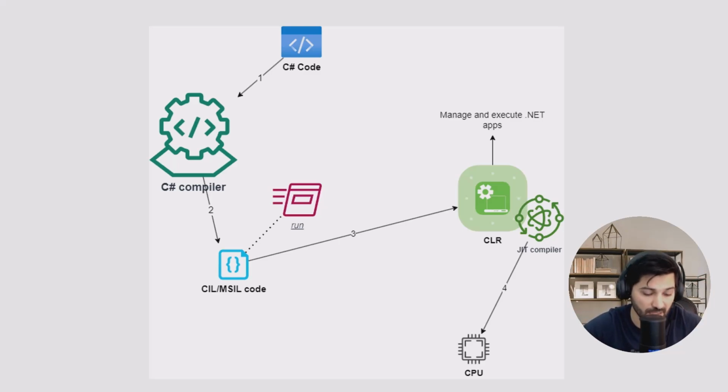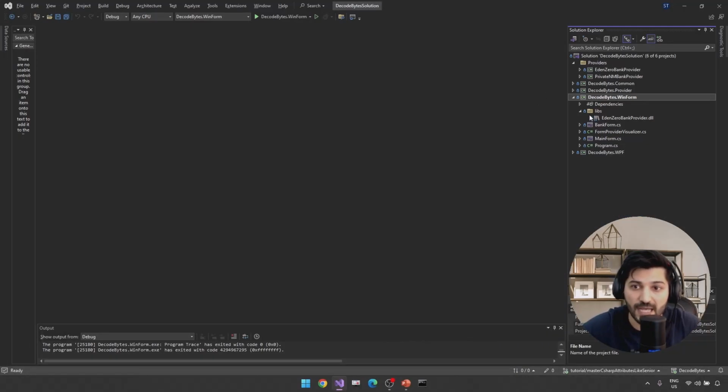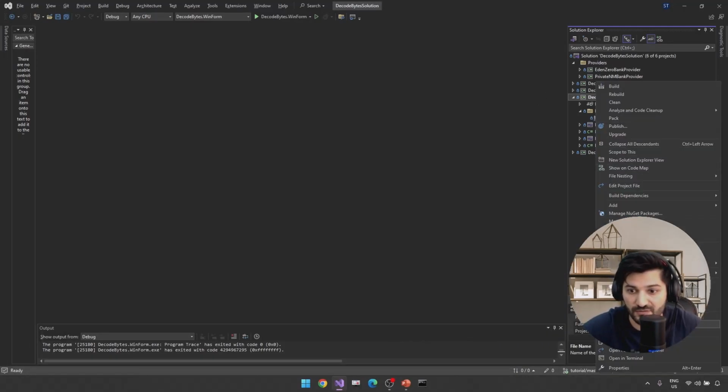Okay, so let me show you what intermediate language looks like. In my case, I'll just, for example, select the Windows Form application here.